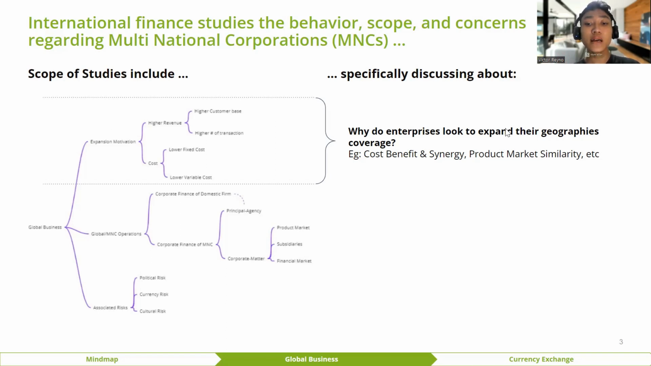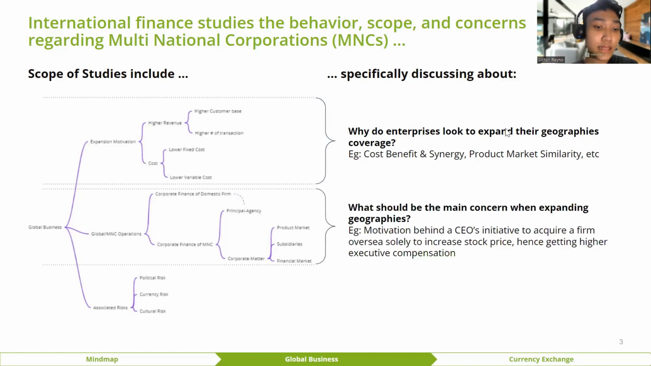The second is imperfect market, meaning that companies are expanding because they see that the barrier of entry in other countries is much thinner compared to their host country. And the third is product life cycle. This is primarily because they see there are a lot of opportunities where a product is still new and has a lot of early adopters in other countries.